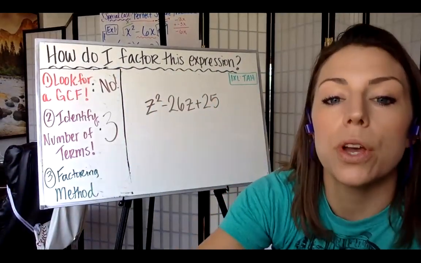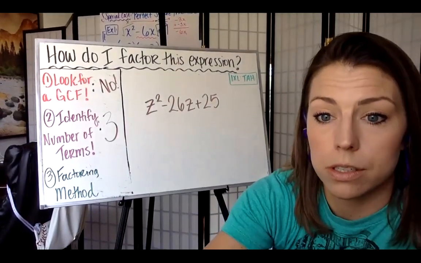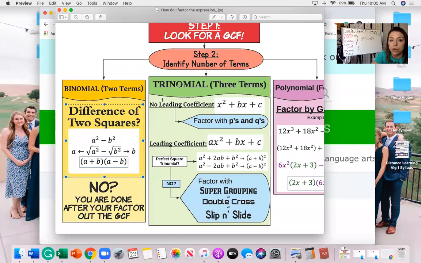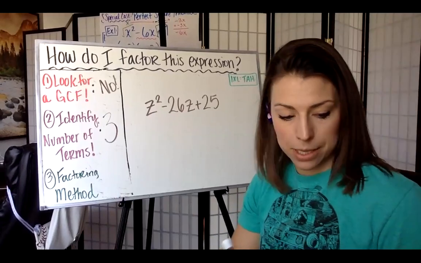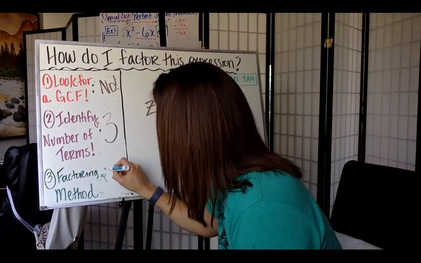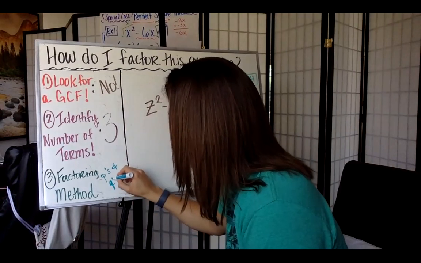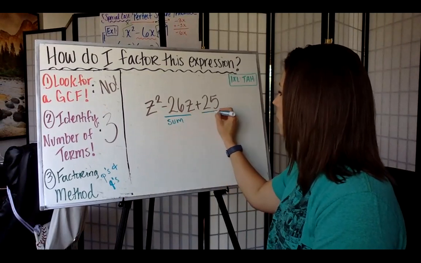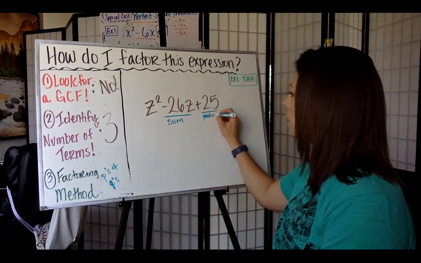And remember, when you look at your flowchart, 3 terms, you always ask yourself, is there a leading coefficient? So in this case, there is no leading coefficient. That means we get to use P's and Q's. That means we're going to be able to factor this pretty quickly. So we're going to use P's and Q's. So what two numbers have a sum of the middle term, the product of the last term.